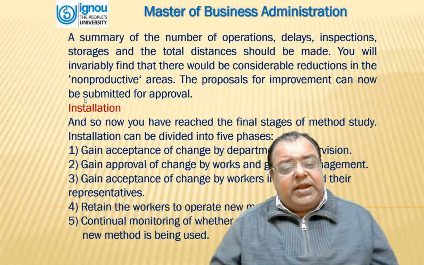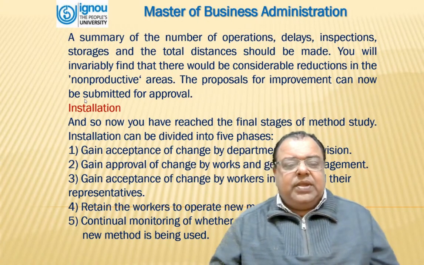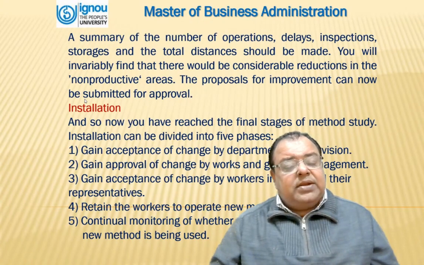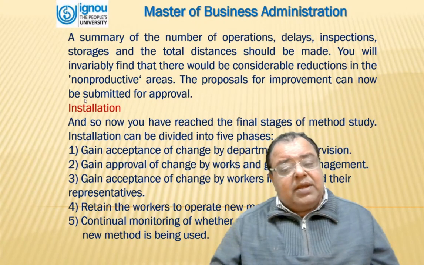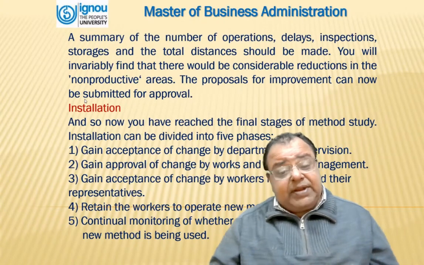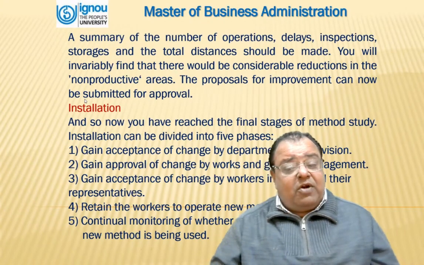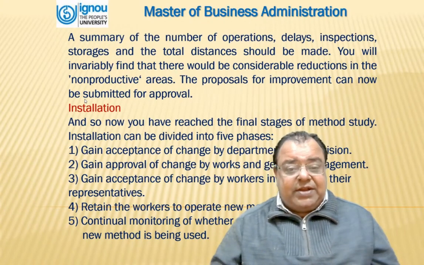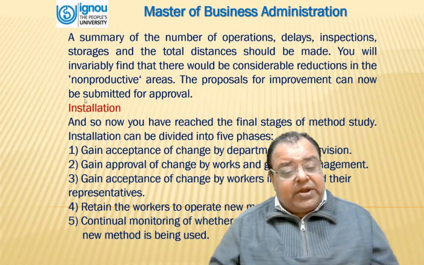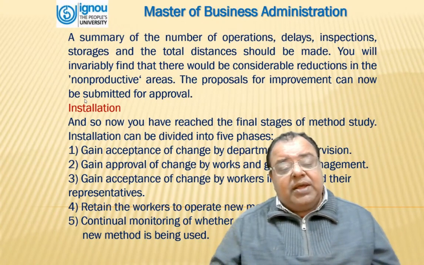Installation can be divided into 5 phases. Number one, gain acceptance of change by departmental supervision. Number two, gain approval of change by works and general management. Number three, gain acceptance of changes by workers involved and their representatives. Retrain the workers to operate new methods, and continually monitor whether or not the new method is being used.